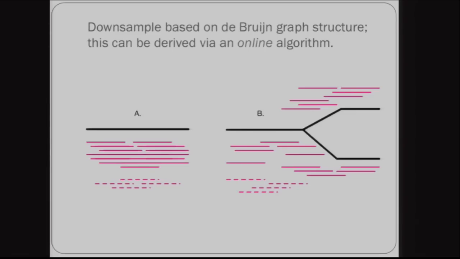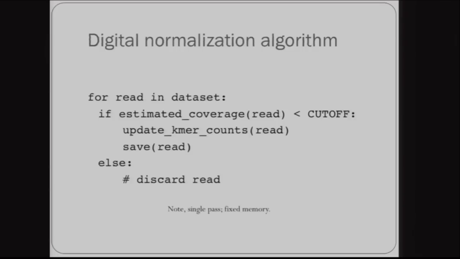So what we figured out how to do was develop an online algorithm for building this de Bruijn graph and then downsample the reads on the de Bruijn graph where we had already seen enough data to cover that portion of the de Bruijn graph. So essentially, rather than actually doing an assembly, what we do is we load in the data until we find some data that's redundant, and then we throw that data out. And it's a super cool algorithm. It's single pass, and because we rely on a count min sketch, it's fixed memory.